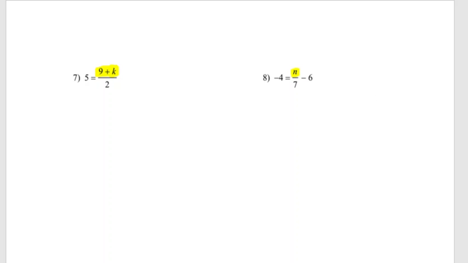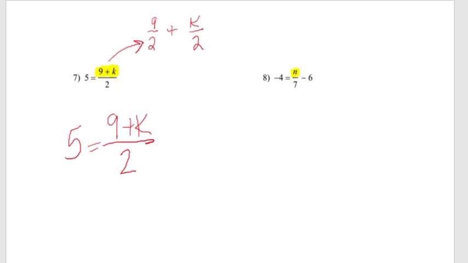You can take a problem like number 7 and rewrite it to show that each term is being divided by 2. The 9 is being divided by 2 and the k is being divided by 2. But that's not the way I would solve it. When I read 9 plus k divided by 2, the first thing I would cancel is the divide by 2 because the inverse of division is to multiply by 2. And what I do to one side, I have to do to the other.